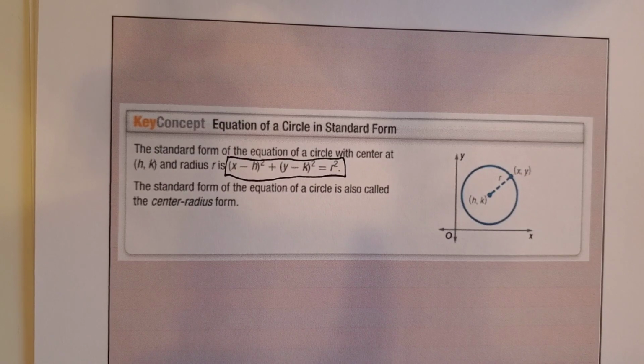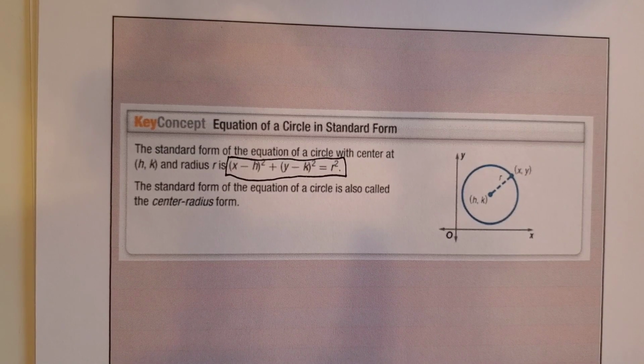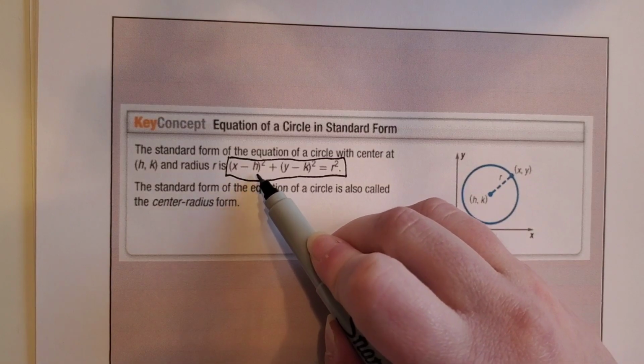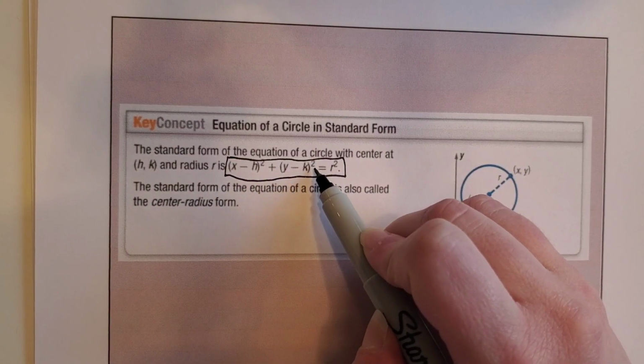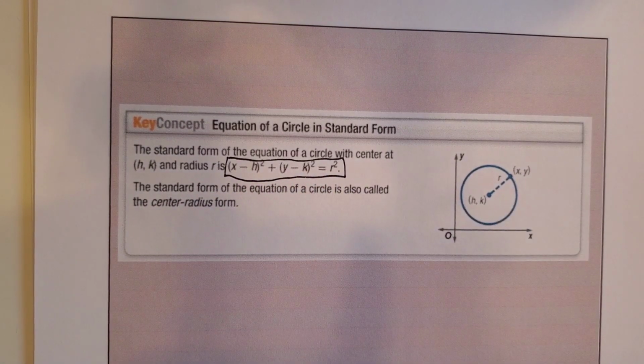Standard form of the equation of a circle with center at (h, k) and radius r is (x minus h) squared plus (y minus k) squared equals r squared.